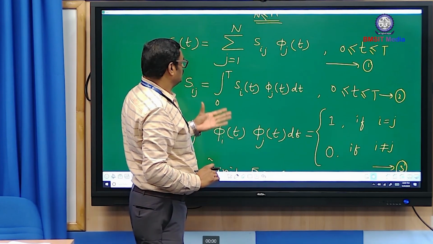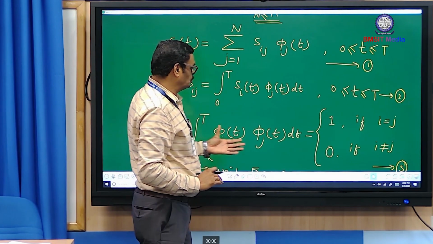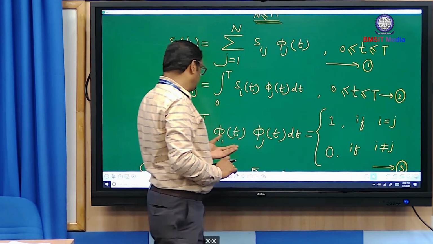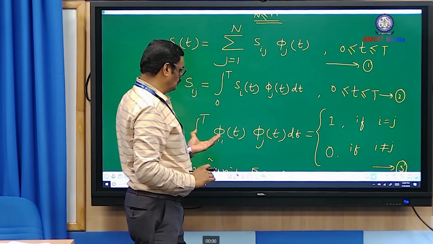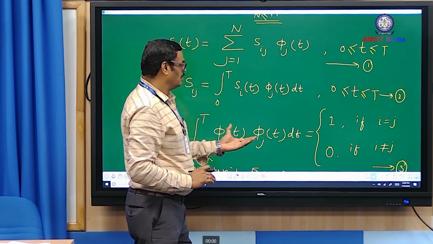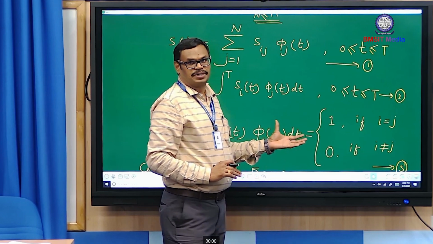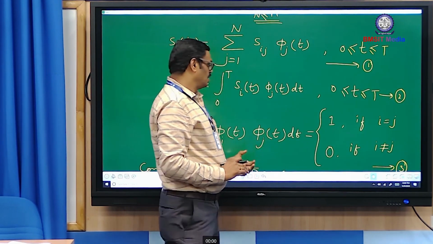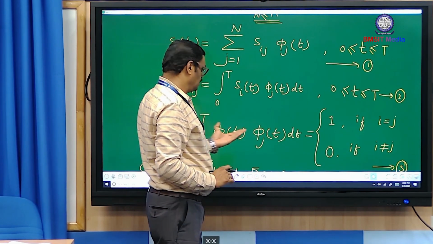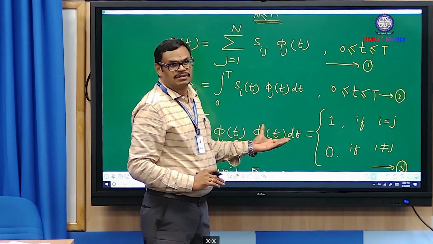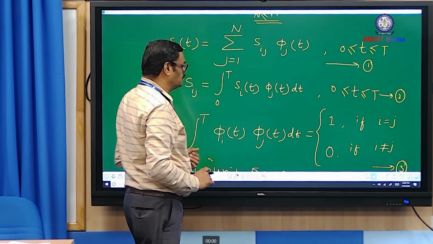And I said the n orthonormal basis functions exhibit two characteristics. One is that their product will be equal to 1 if the two orthonormal basis functions are the same. That is, if i equal to j, then it exhibits the property of having unit energy. And if i is not equal to j, then these orthonormal basis functions are orthogonal to each other over the period 0 to T.